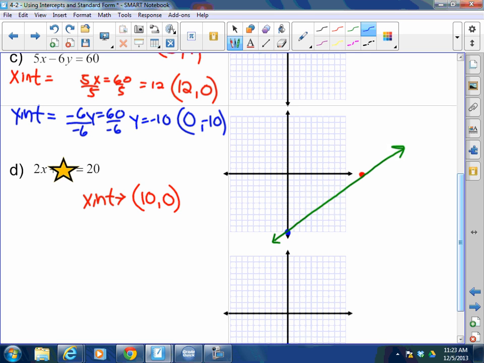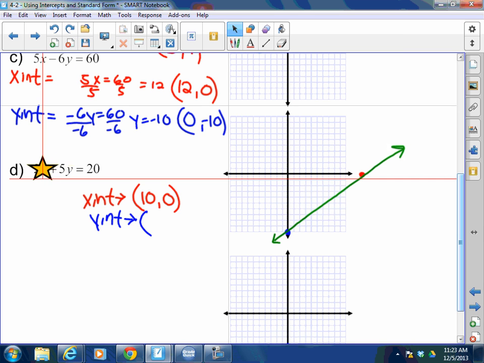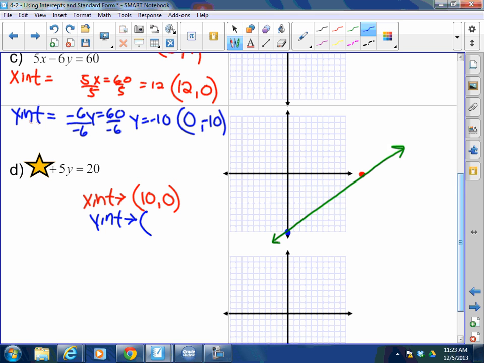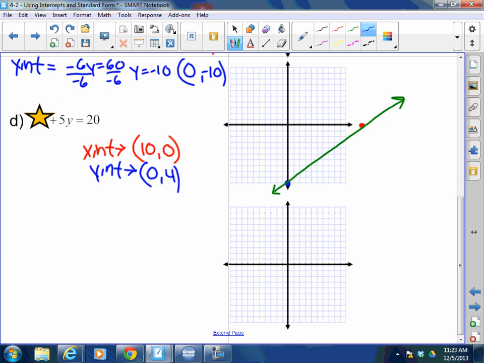Excellent. How about the y-intercept here? What am I making 0 for the y-intercept? The x. Yes. So I cover up the x. What's y equal? 4. Very good. How do I write that? 0 comma 4. Beautiful. So 0, 4, 1, 2, 3, 4. My x-intercept is 10, 0. I have my x-intercept. I have my y-intercept. Connect the dots. And bada bing, bada boom, you're done.